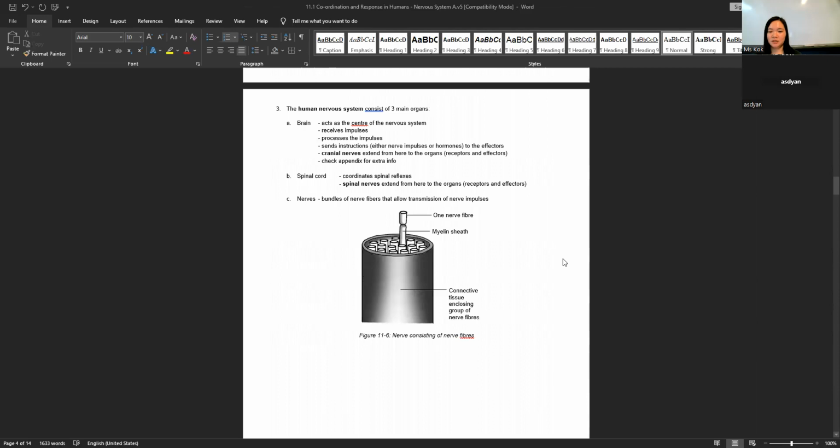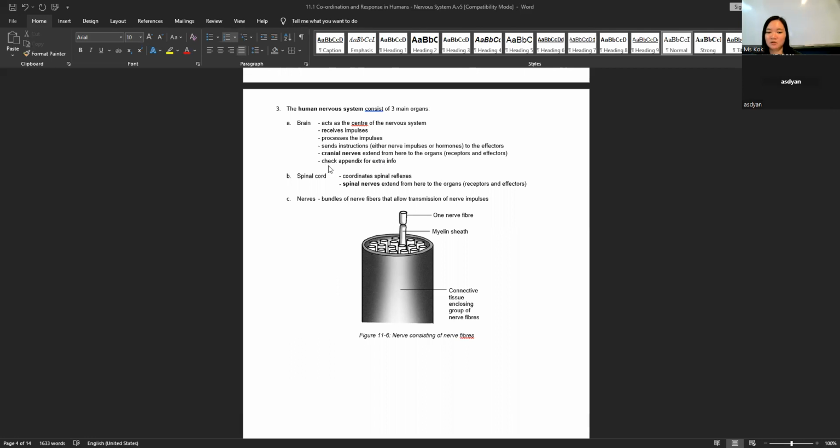Okay, the human nervous system consists of three main organs. We have the brain, spinal cord, and nerves. The brain acts as the center of the nervous system. It receives impulses, processes the impulses, decides what to do with them, and then sends the instruction out through either the cranial nerve or the spinal nerve. It will send impulses to the cranial nerve, and it will also send impulses to the spinal cord before going to the spinal nerve.